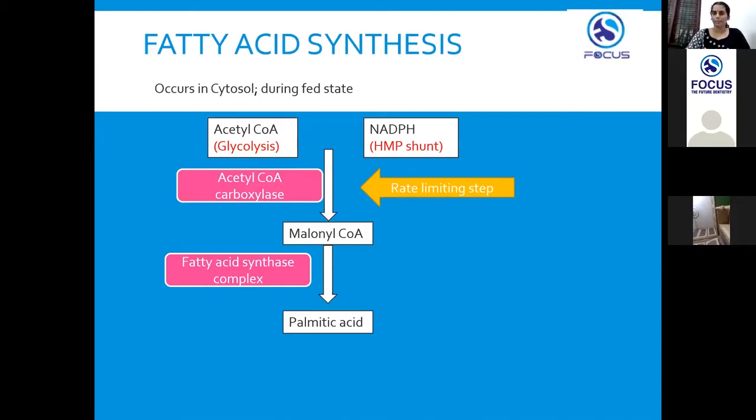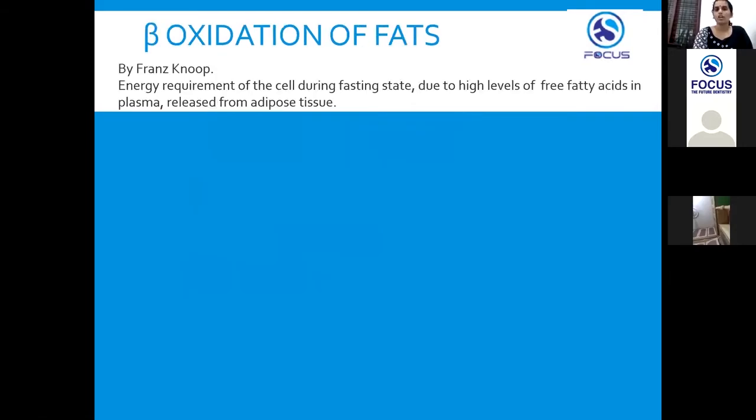Now, the fatty acids are produced and they are stored in our body as triglycerides or triacylglycerides. During body needs, they should release energy, and that is where the oxidation of fats comes in. The fatty acid synthesized gets stored in our body, but at times of need, during the fasting state, these free fatty acids will be released from the adipose tissue, and that will initiate their beta oxidation.